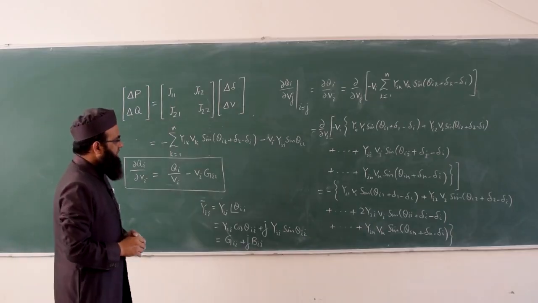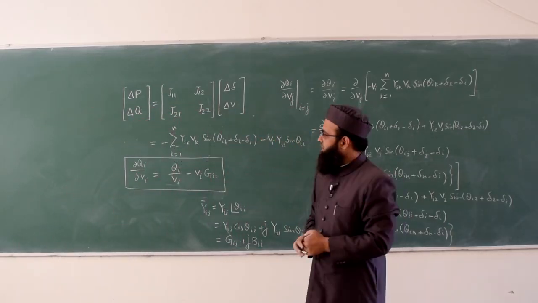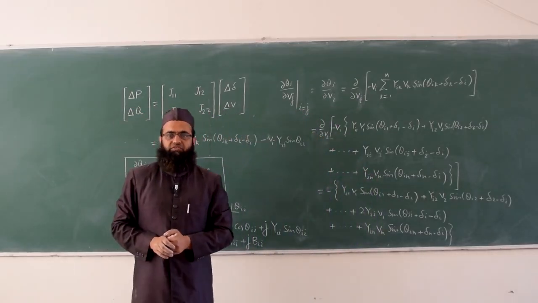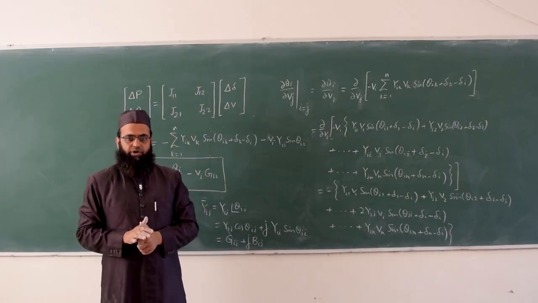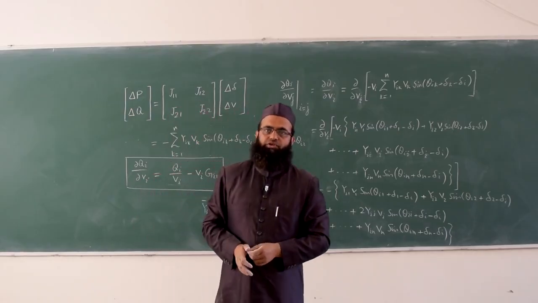In the next lecture we will consider the PV buses also. This time we considered only PQ buses, meaning apart from the slack bus, all the buses from bus number 2 to n are PQ buses. Later in the next class we will consider when PV buses are also present.